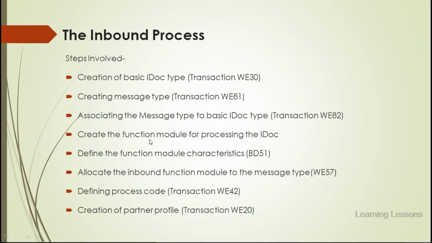So the function module characteristics we have to define in transaction BD51. Then based on the inbound function module, we have to assign this message type. From this message type to the function module, we have to configure. Then we have to create the process code. Process code means what kind of information we are sending. And here also we have to configure partner profiles. Through the process code and the function module, we will post data into the student table through the INSERT keyword or whatever it may be. That logic we have to write at the function module level. So these are all the basic steps.